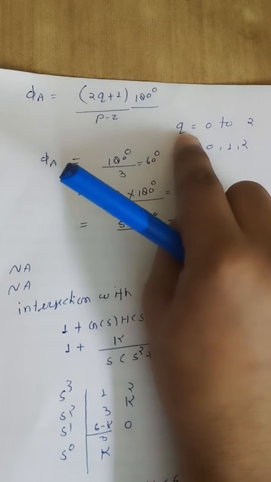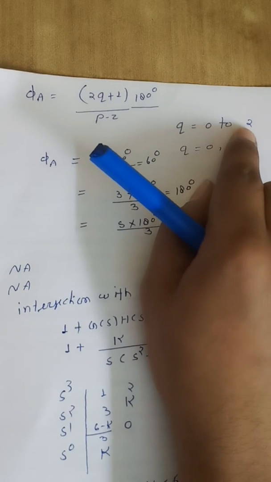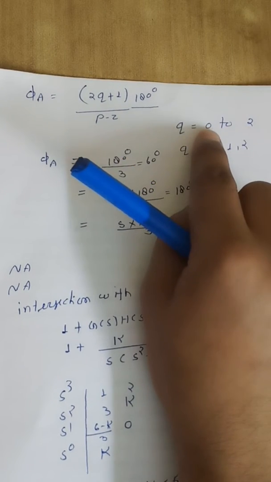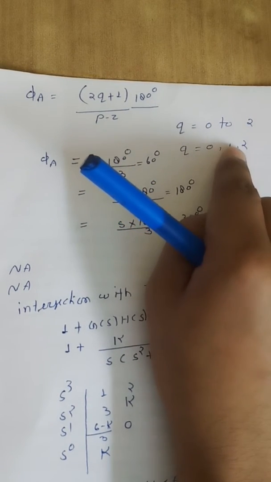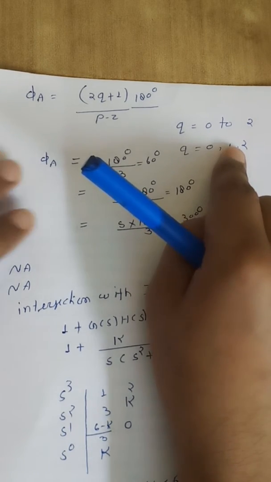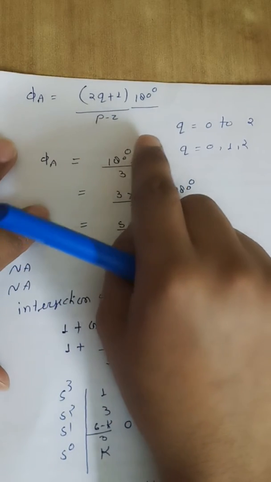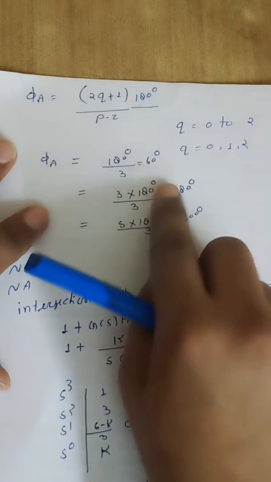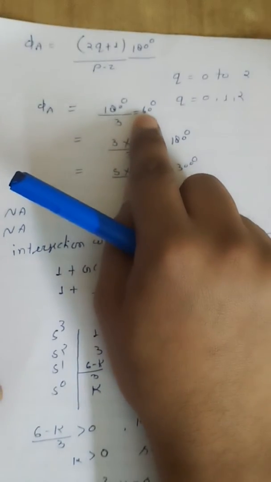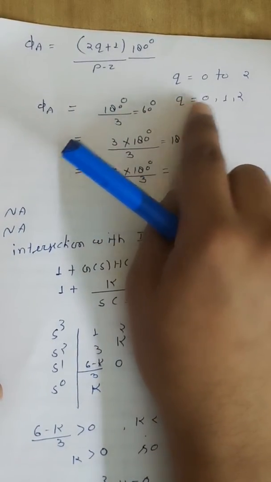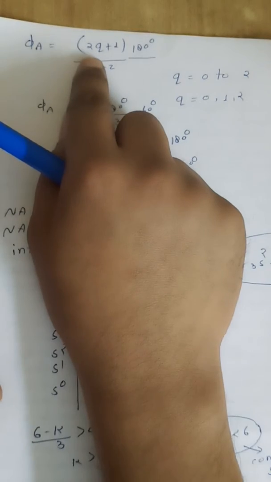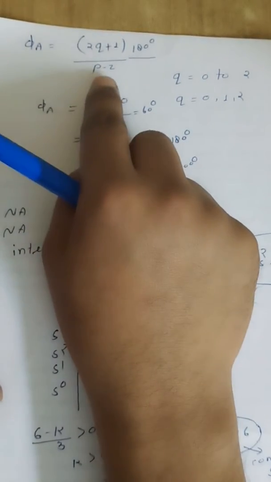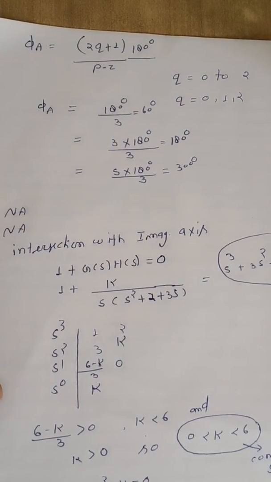So Q will vary from 0 to 2. That means 0, 1 and 2. So we have 3 angles of asymptotes. First we can calculate after putting Q equal to 0. So we have 60 degrees. Then we will put Q equal to 1 in the equation (2q plus 1) times 180 degrees divided by P minus Z.